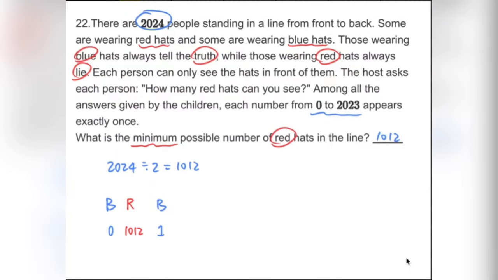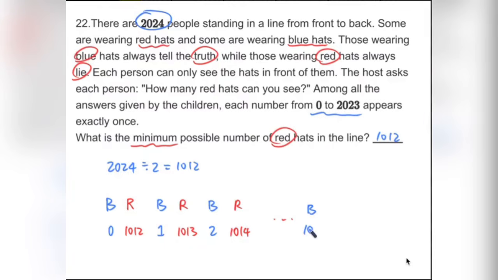And then the red one says, okay, I see 1,013, right? And then following this, again, the blue one says, okay, now I see 2. And then following this, the red one says, okay, I see 1,014. So now move on, you see that what about the last part? It is still the blue one. Blue one always tells the truth since it is half.